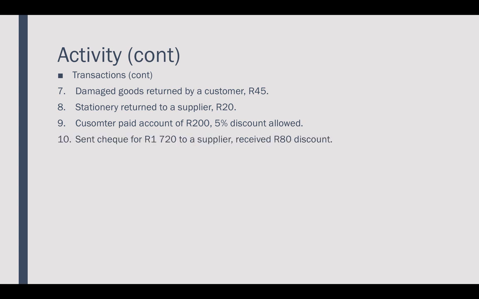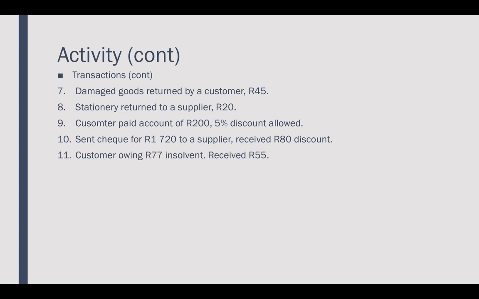Number 10, sent a check for 1720 to a supplier and received 80 Rand discount. This is very similar to number 9, it's just working the other way round. We are paying the supplier 1720, so this is the actual cash amount. The discount is 80, and that means that in total, the supplier's account needs to be reduced by 1,800. In the same way as number 9 went into the cash book receipts, number 10 will go into the cash book payments, even though not all of it was actually cash.